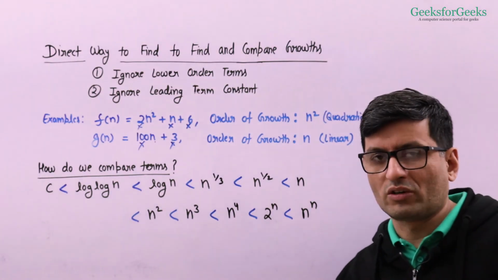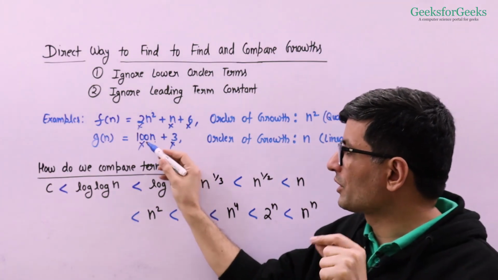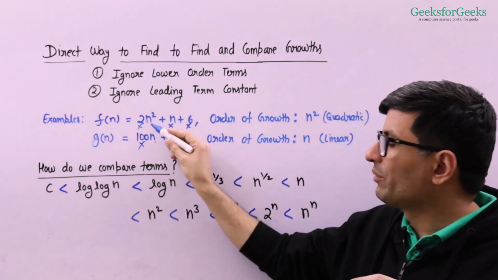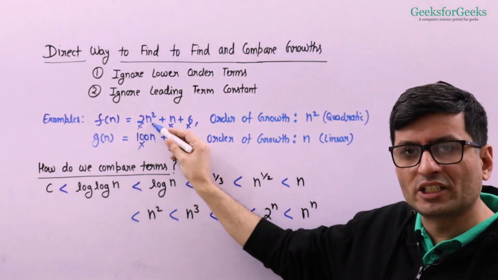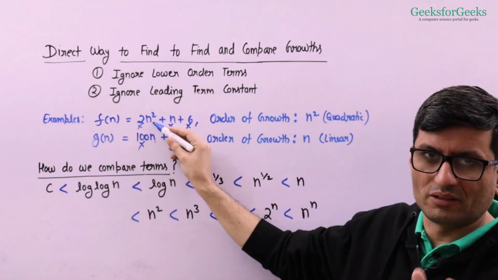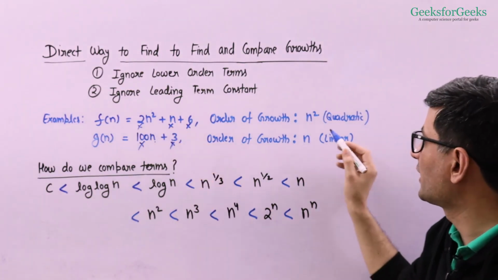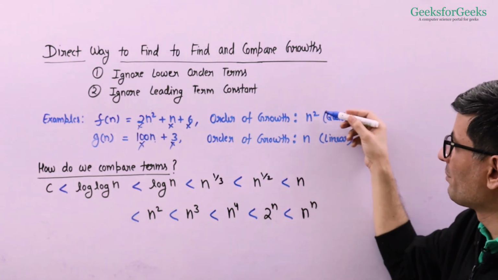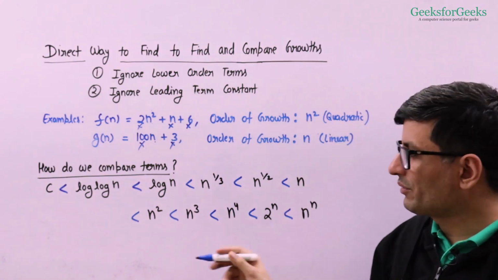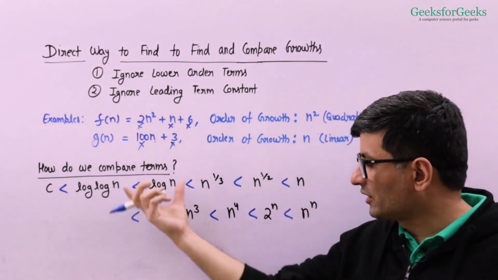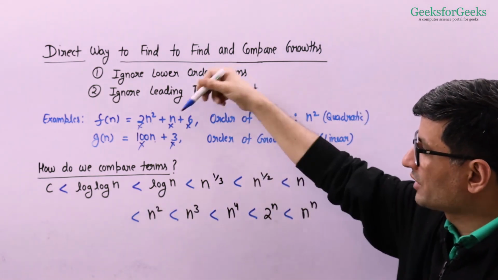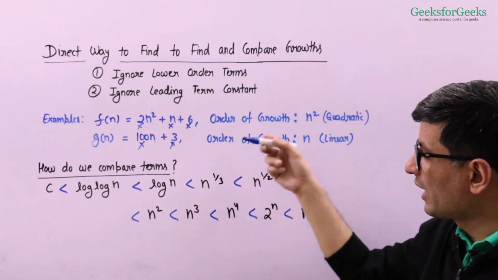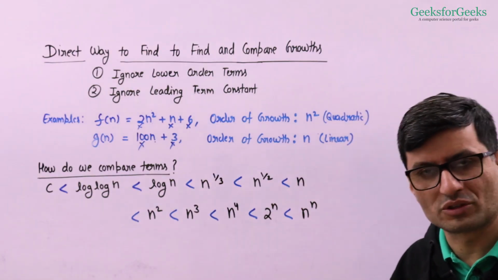So this is the idea we use. We ignore the lower order terms, ignore the constant of the leading term, and whatever we get, which is basically the n part of the leading term only, is the order of growth, right? And here we get n. Now to compare these two orders of growth, to decide which algorithm is better, we again use this sequence to decide which term is leading and to compare final orders of growth.